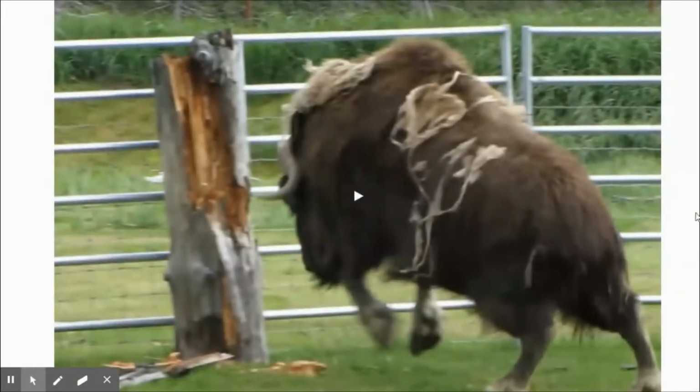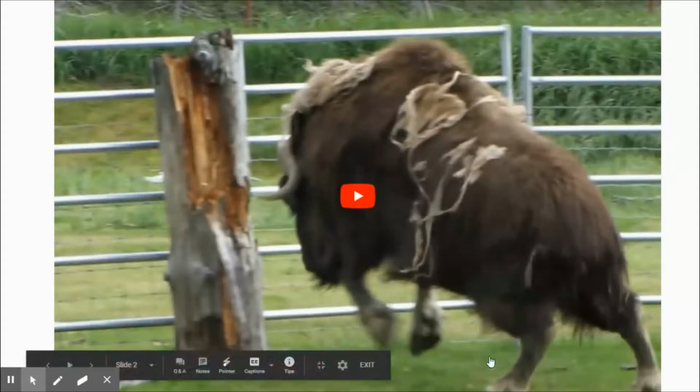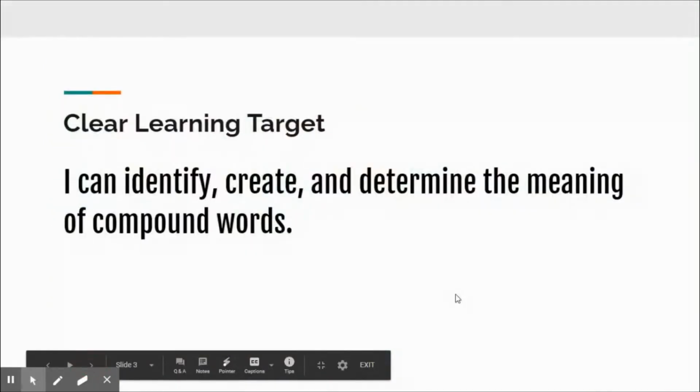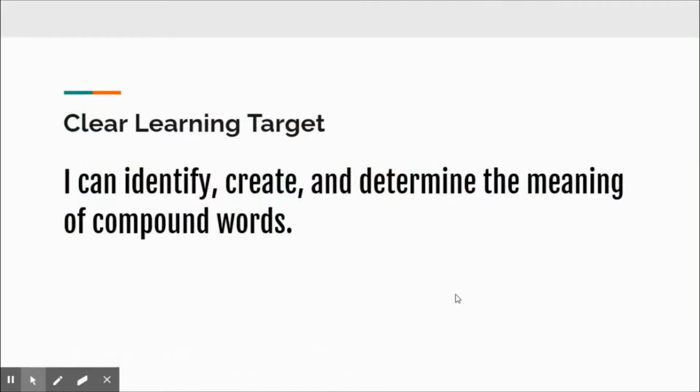So I just want you to go ahead and keep the video in the background, and we'll come back to it at a later time. Okay, so here is our clear learning target for this lesson. I can identify, create, and determine the meaning of compound words. Let's go ahead and read it together one more time. Okay, so let's go. 1, 2, 3. I can identify, create, and determine the meaning of compound words.